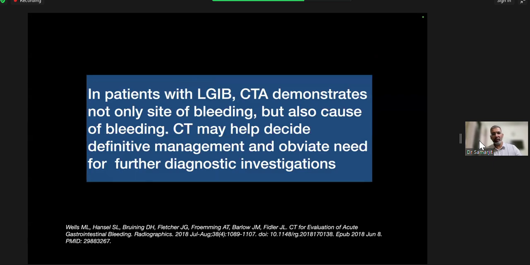Okay? And it can help you to decide definitive management and obviate the need for further diagnostic investigations. That just means that once you do a CT, you find something, you decide whether this patient now goes to OT, whether this patient goes to the ICU for conservative management, or this patient goes to the IR suite.